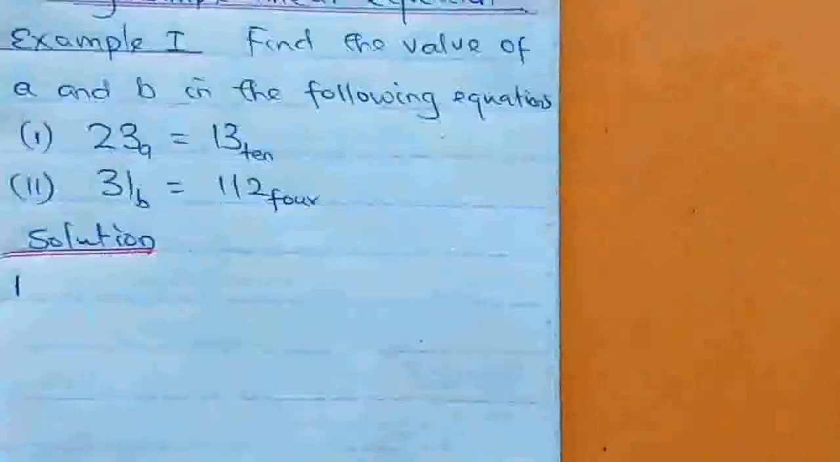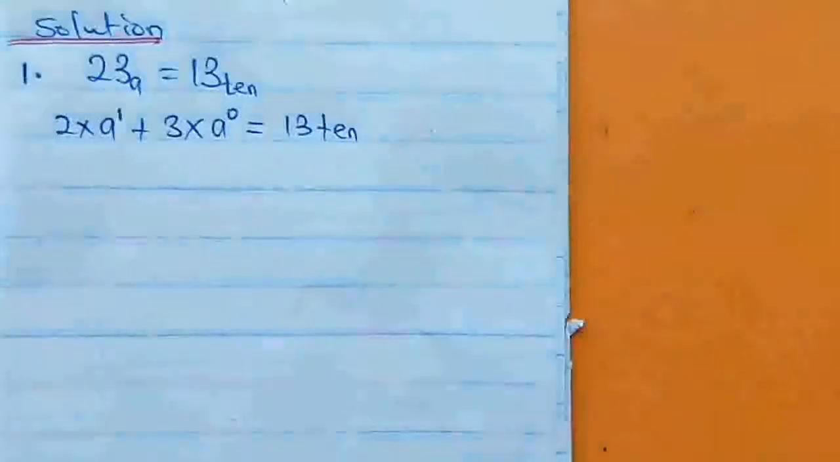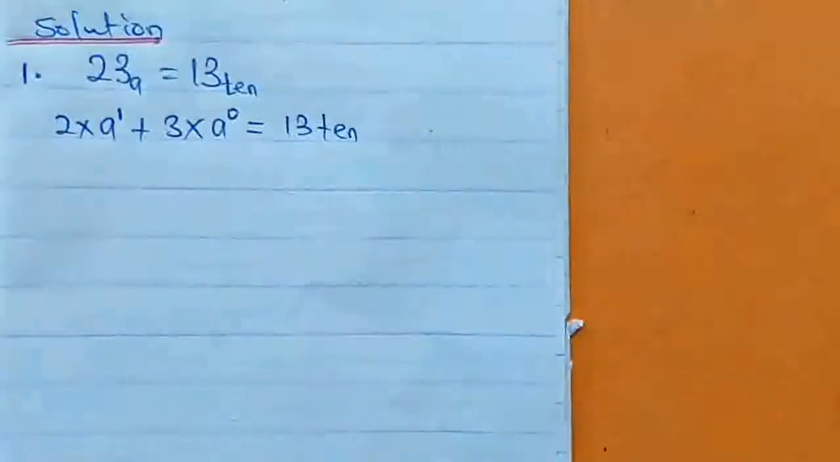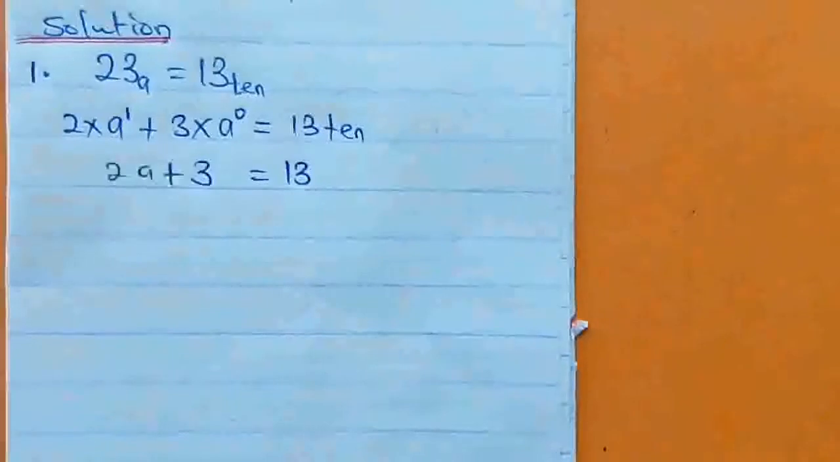Solution. Make 23 in base a to be in base 10 by doing expansion. We will have, I hope you can remember this, a raised to the power 0 is 1. 3 times 1 will give us 3. a raised to the power 1 remains a. Therefore, 2 times a will give us 2a + 3, which is equal to 13.